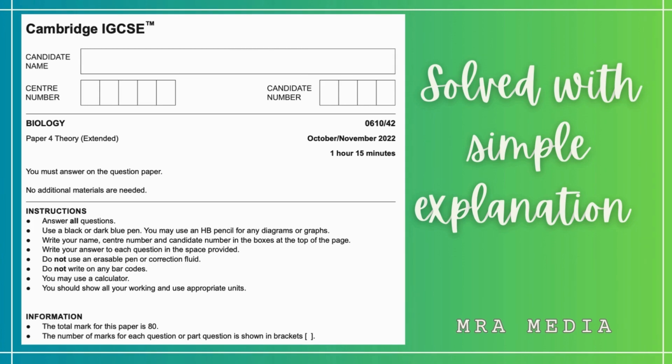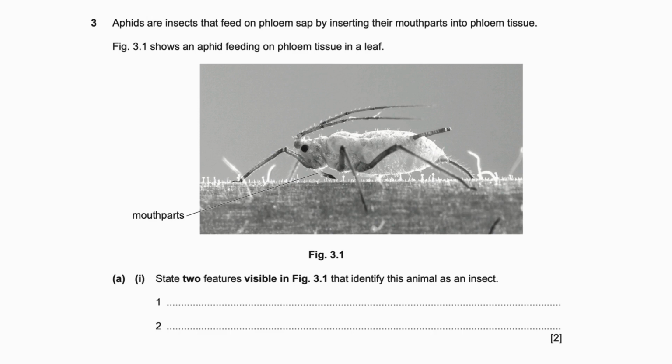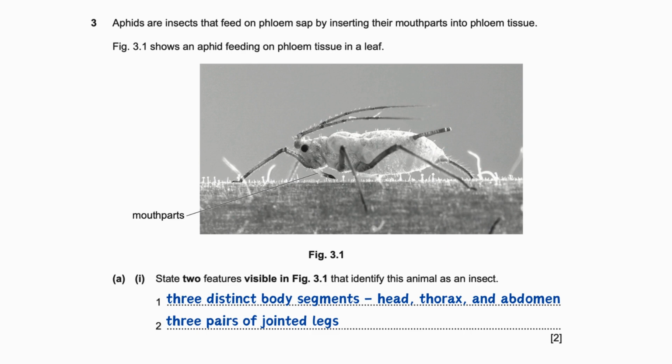Let's get started. Aphids are insects that feed on phloem sap by inserting their mouthparts into phloem tissue. Figure 3.1 shows an aphid feeding on phloem tissue in a leaf. State 2 features visible in Figure 3.1 that identify this animal as an insect. Insects exhibit 3 distinct body segments: head, thorax, and abdomen. From the figure we can also see 3 pairs of jointed legs.